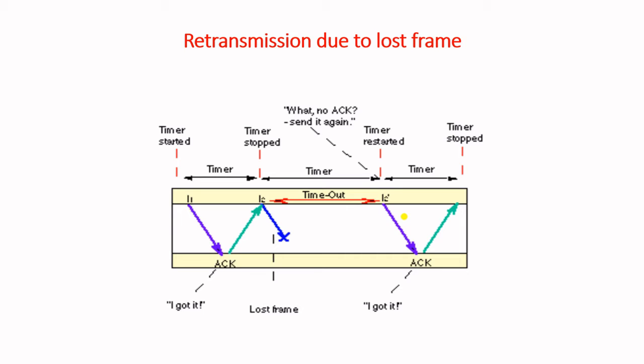If it is timeout, the timer restarted. In two cases, how many cases are there for the retransmission of the same old packet? Sorry, old frame. Because here we are discussing about the data link here. If acknowledgement is not received within the time limit, or timer is timeout, or sender receives negative acknowledgement. In both cases, the old frame is retransmitted.